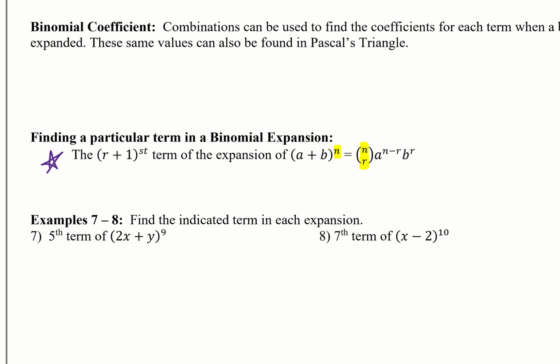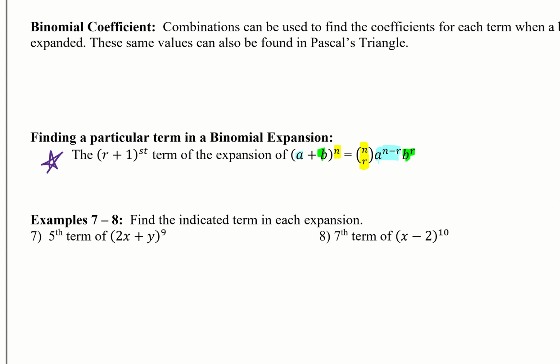Here, this is r, and be careful. If you're finding, for example, the 6th term, this number down here is not 6. This term would be r plus 1, so 5 plus 1 would be the 6th term, and we'll talk more about that. And then that would help us get the coefficient in the front. And then we would take the first term to the power of n minus r, and then the last term to the power of r. So let's do a couple examples of this so you can see it.